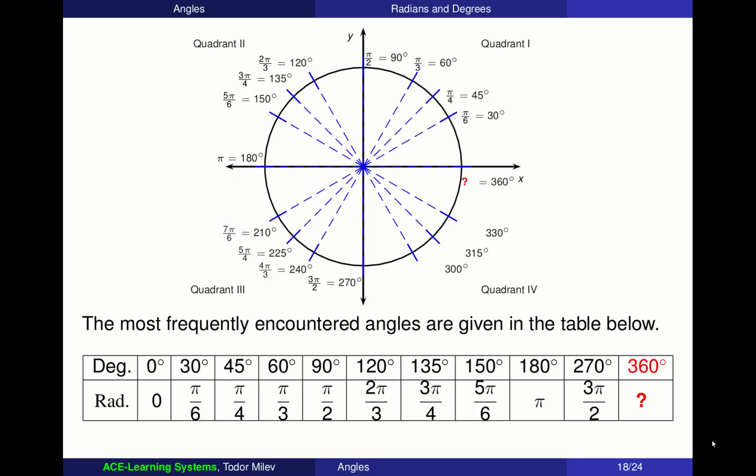360 degrees, what's that equal to? I'm sure you know this, that's 2 pi. And once again, it may be useful to memorize these. 5/3 pi is 300 degrees, 7/4 pi is 315 degrees, and 11/6 pi is 330 degrees.